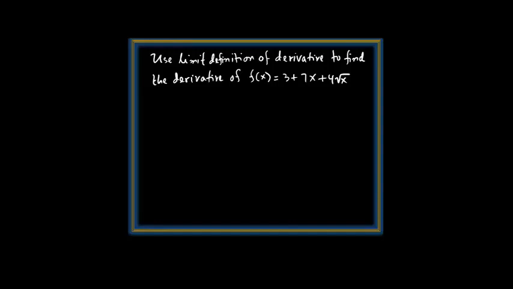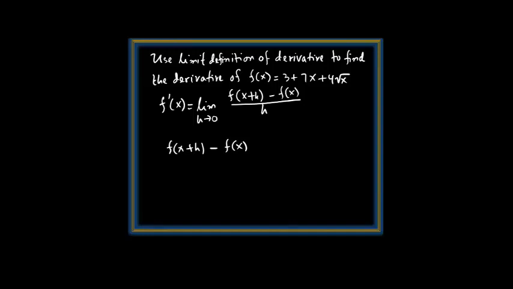Limit definition of derivative. We are given a function f of x equals 3 plus 7x plus 4 square root of x. We need to find the derivative of this function using the limit definition of derivative. Now, when you apply the limit definition of derivative, you can consider three different functions and use the limit definition of derivative, or you can just do it in one place. So I'll do this one in one place. Let's see what our limit definition of derivative is.